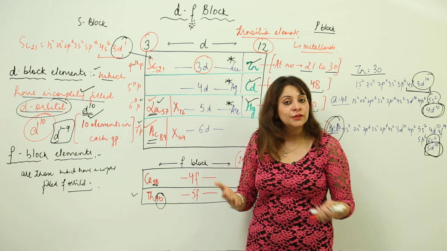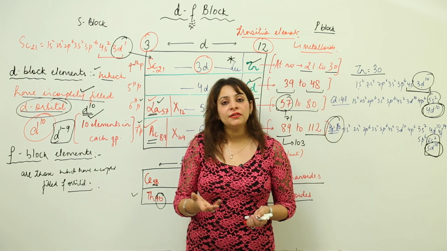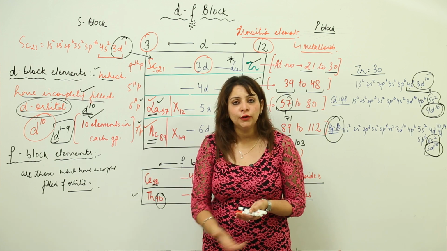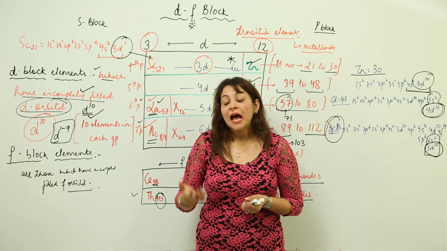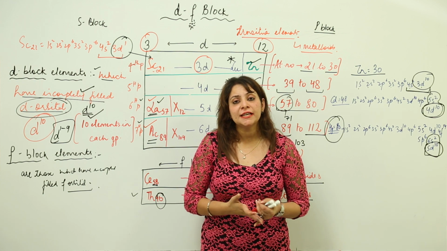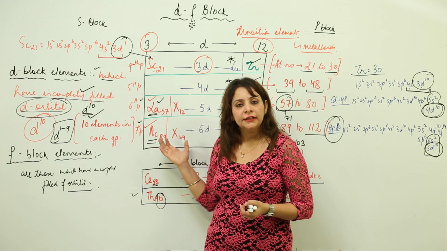And you know the batteries which we use, the automobiles wouldn't have been running on the roads without the batteries, you know that. And they make use of zinc, nickel, cadmium. They are again members of D block elements.